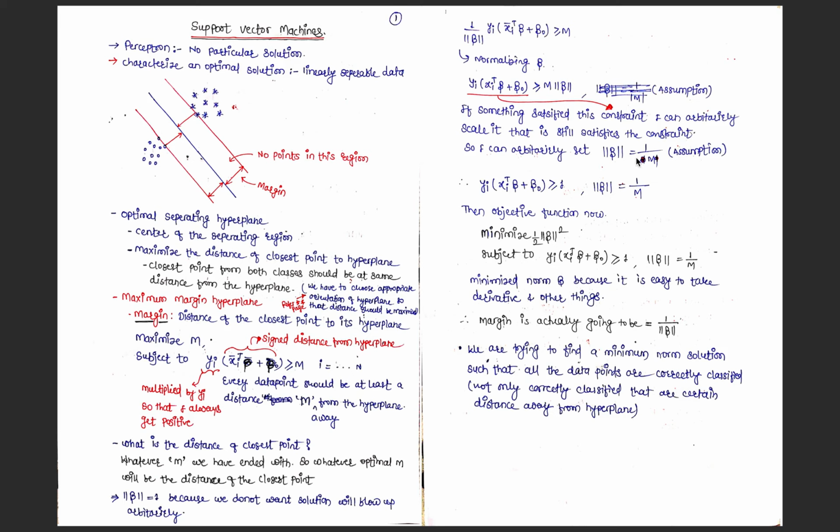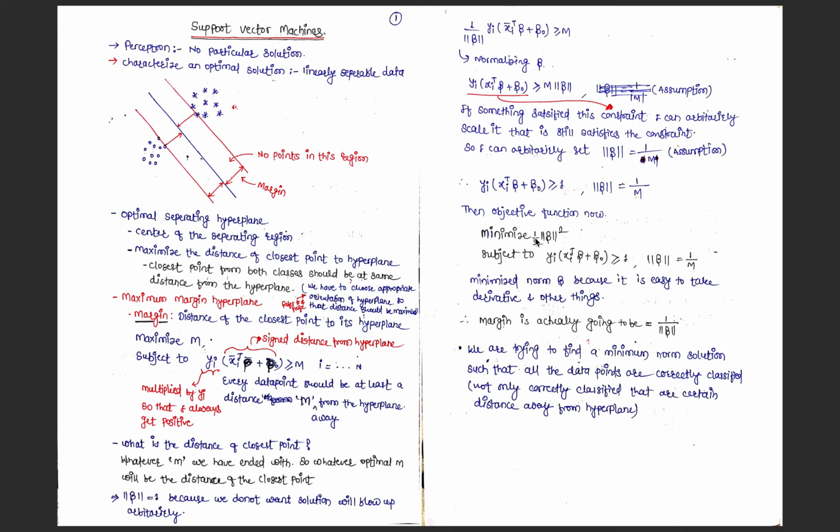norm of beta is equal to 1 by m. This is an assumption taken, this is a normal property, and we can set that arbitrarily. Okay, so if I use norm of beta is equal to 1 by m, then instead of this I can put 1, then our objective function will now be: minimize norm of beta subject to yi xi transpose beta plus beta naught greater than or equal to 1, or norm of beta is equal to 1 by m.